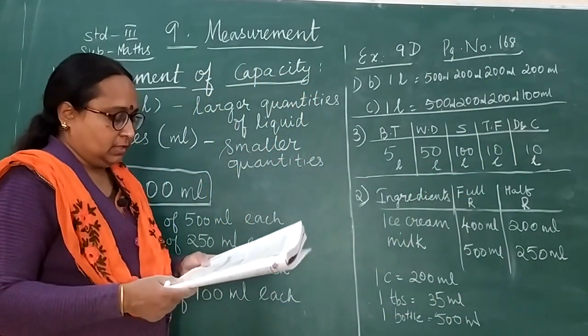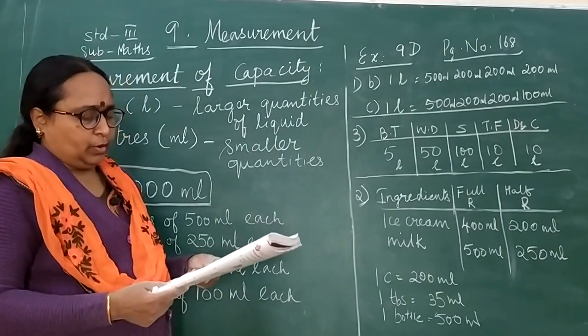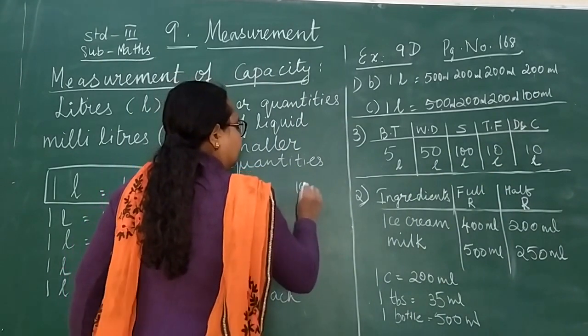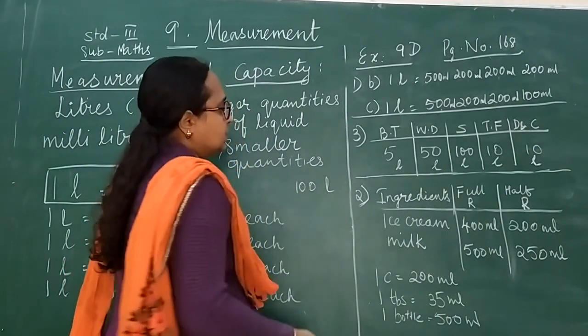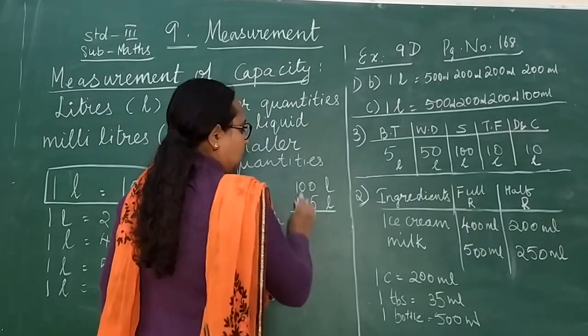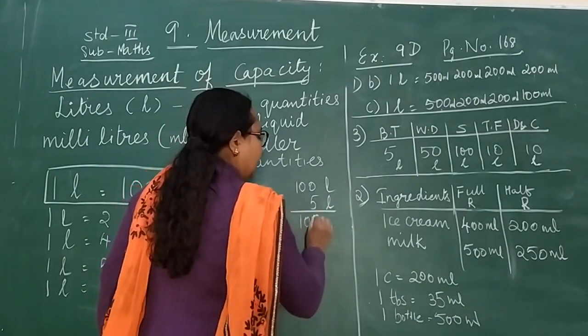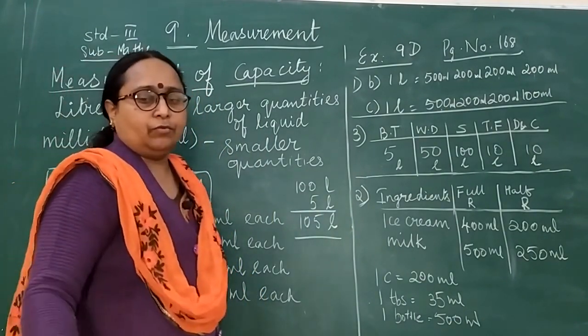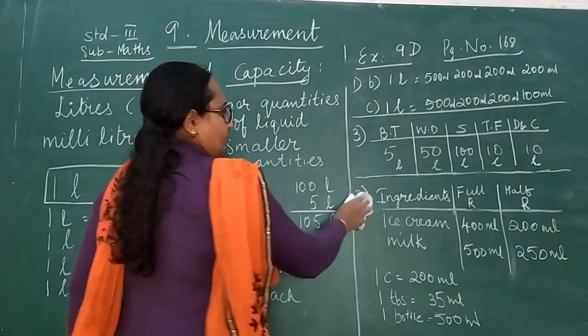So the first question is, how much water is used for a shower and brushing? So how much is the shower? 100 liters. And for brushing, how much? 5 liters. So how much is he using? 105 liters. So totally he will be using 105 liters.